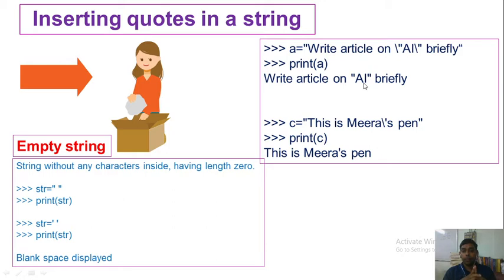c equal to 'This is Mira's pen'. Here we are adding a single quote. In the first example we added double quotes, and in the second example we are adding a single quote. So this is Mira, then backslash, single quote, s pen. Then print c, it prints: This is Mira's pen. So this is how we can insert double quotes and single quotes, and the special character used here to insert quotes in a string is the backslash, right? Hope you get the concept.